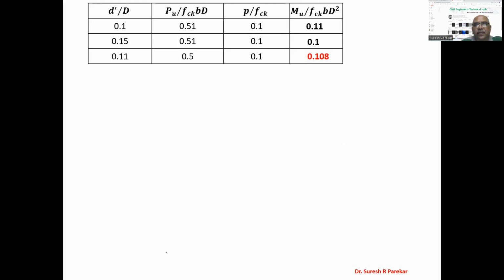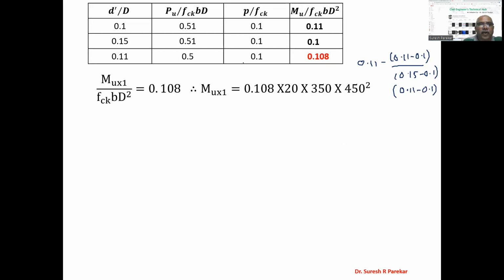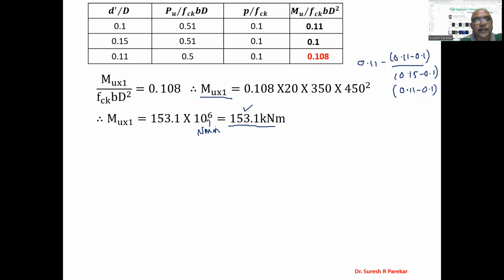Now that you know how to interpolate, we have 0.11 minus 0.1, divided by 0.15 minus 0.1, and then we multiply it by 0.11 minus 0.1, and that value gives me 0.108. Knowing 0.108, we can calculate the value of MUX1. This value is in Newton millimeter, and MUX1 we will get as 153.1 kilonewton meter.